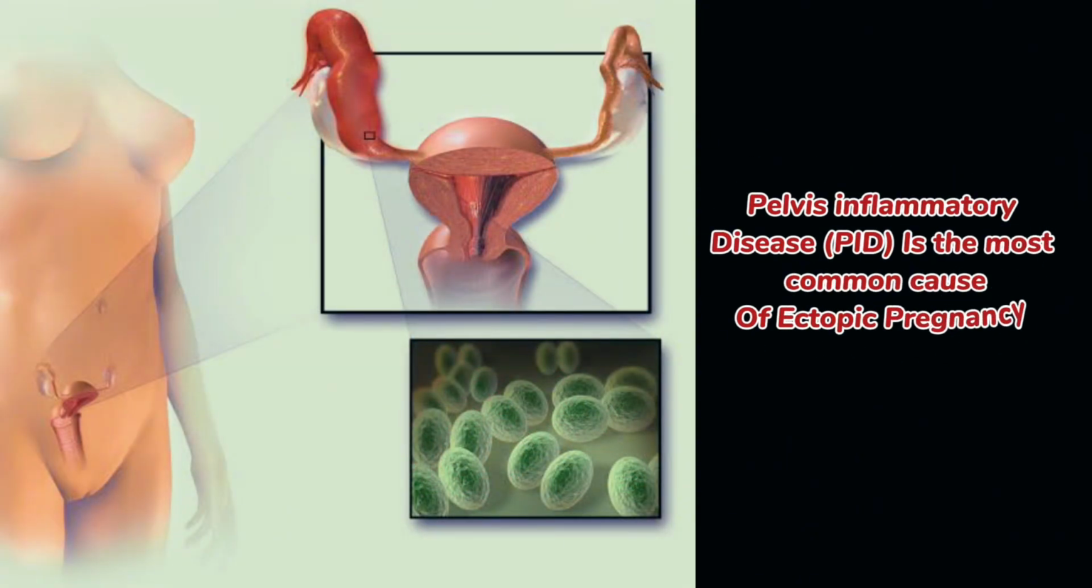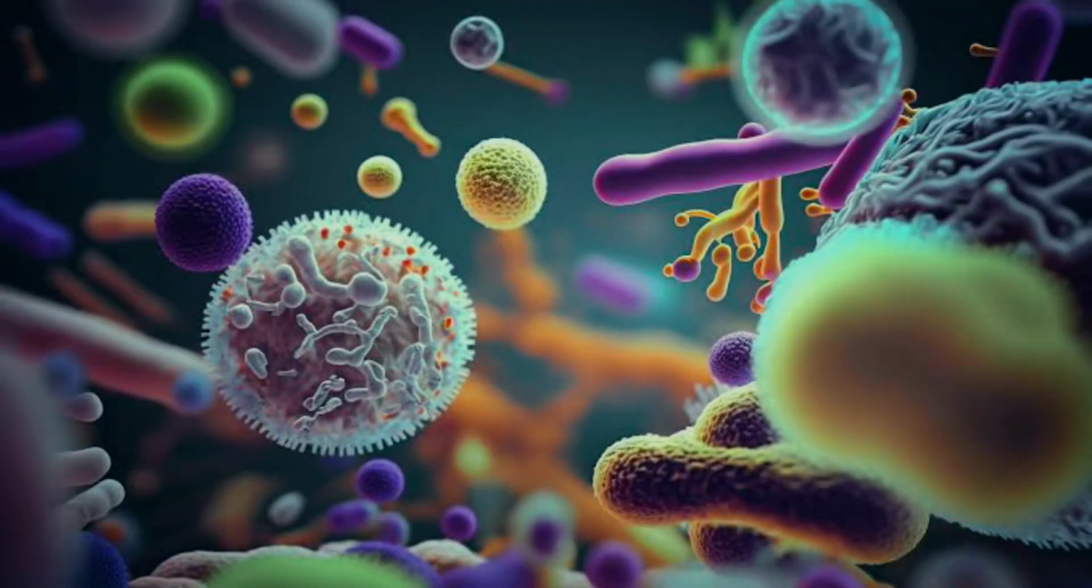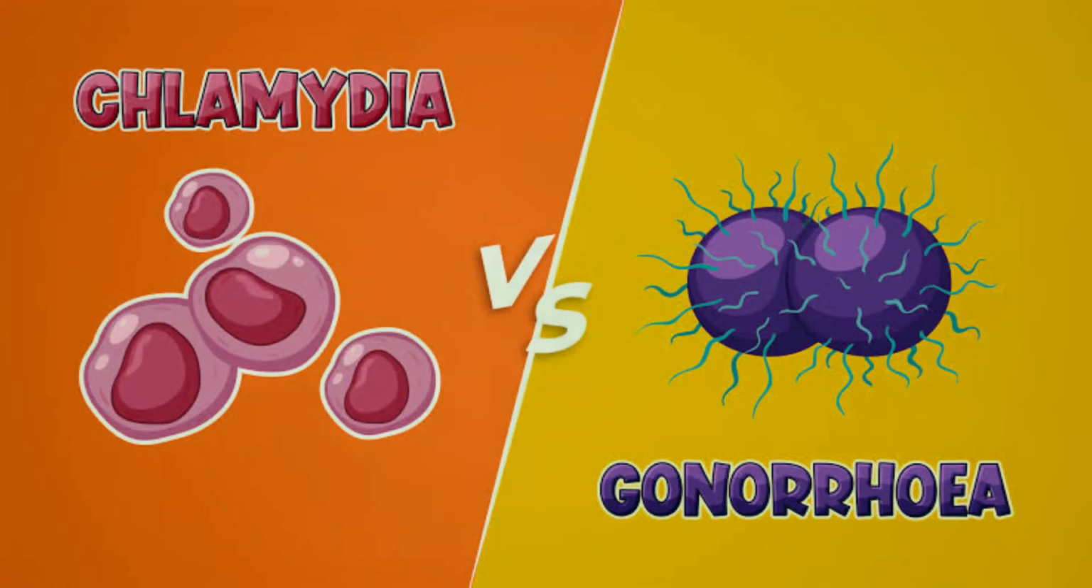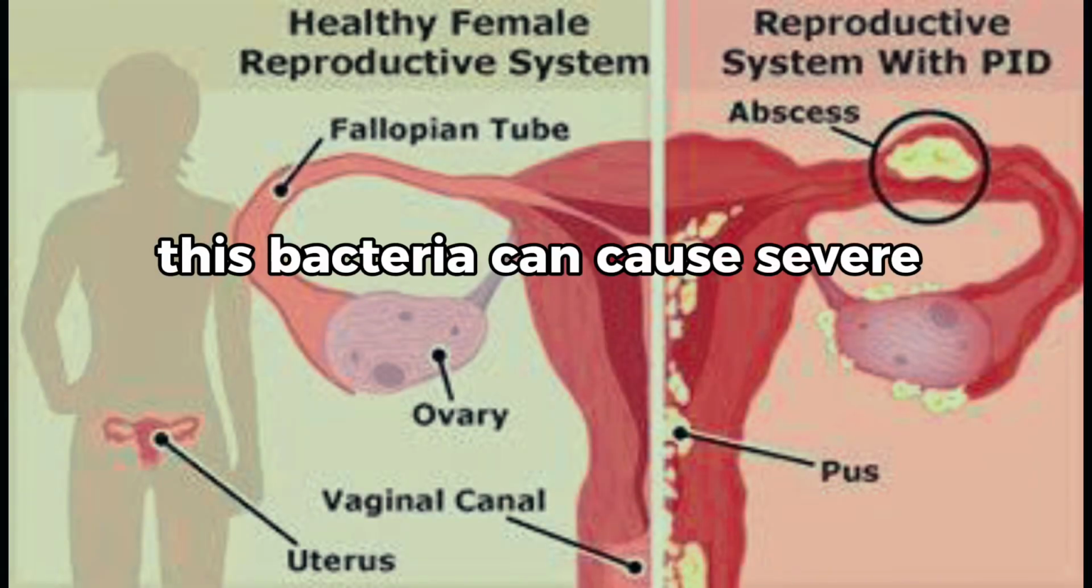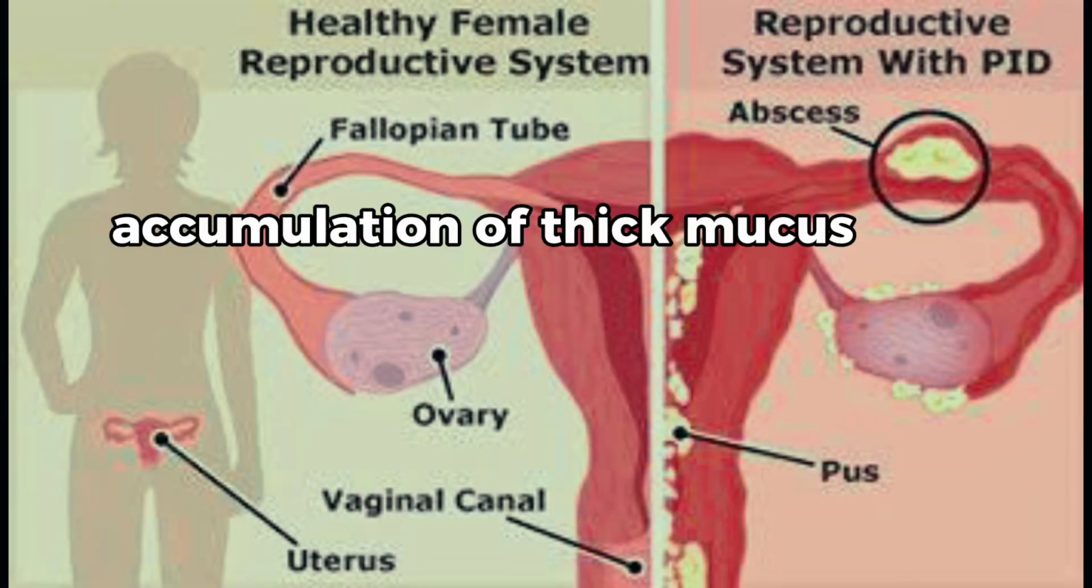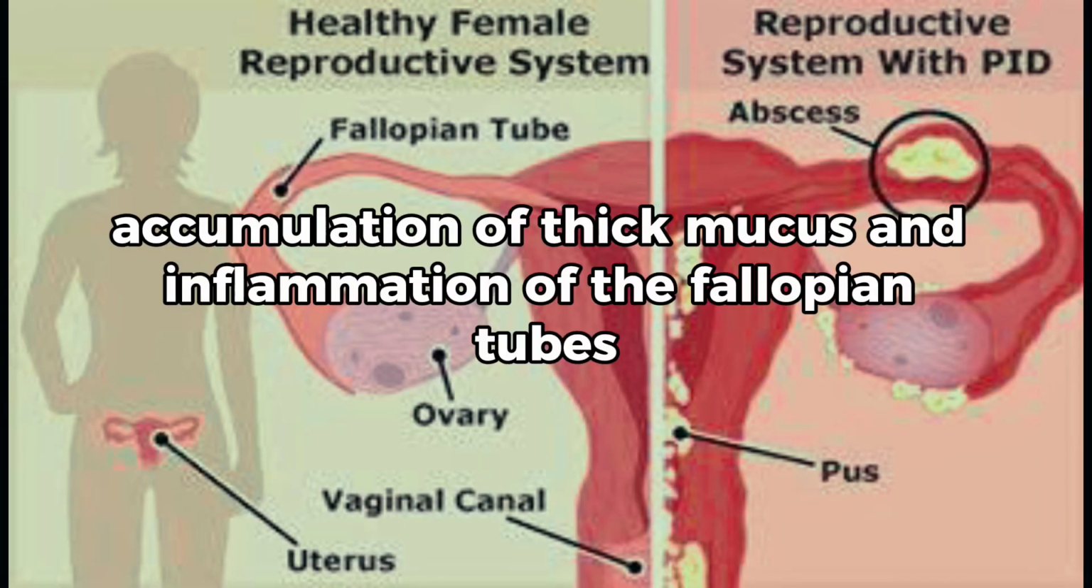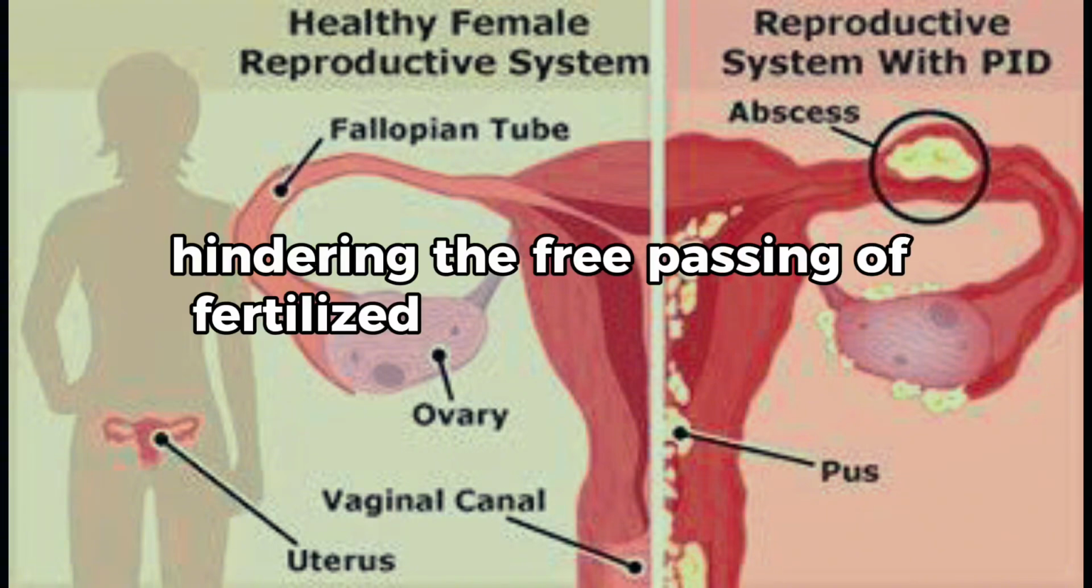It's important to note, of the three causes of ectopic pregnancy discussed, pelvic inflammatory disease, PID, is the most common cause. The causes of PID are bacteria, commonly chlamydia and gonorrhea. This bacteria can cause severe scarring, accumulation of thick mucus, and inflammation of the fallopian tubes, hindering the free passing of fertilized eggs to the uterus.